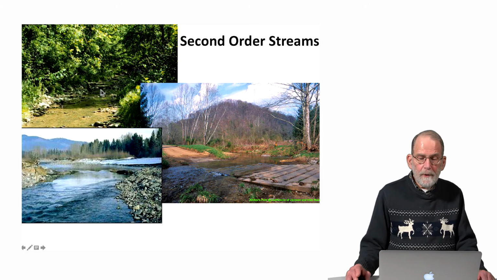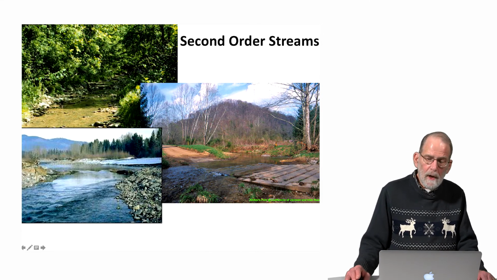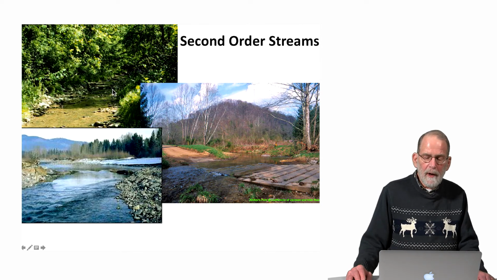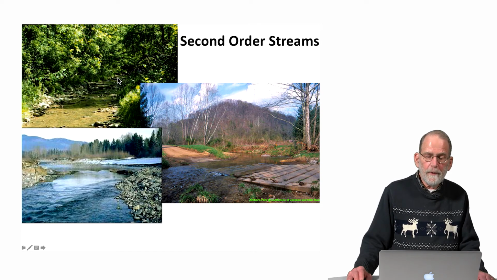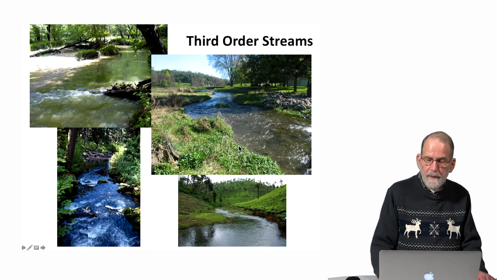Second order channels are in between the always intermittent nature of a first order channel and the more permanent flow of higher order stream channels. Sometimes a second order stream will in fact dry up. Generally speaking, they have a little bit of flow moving through them.